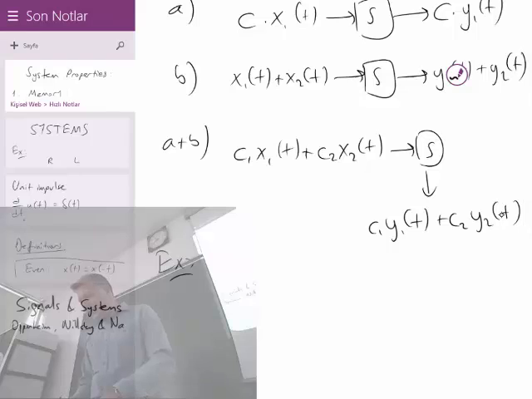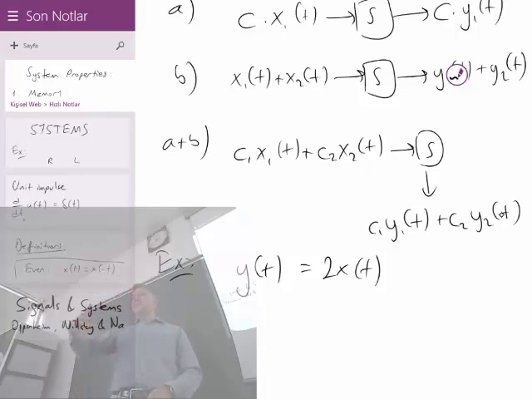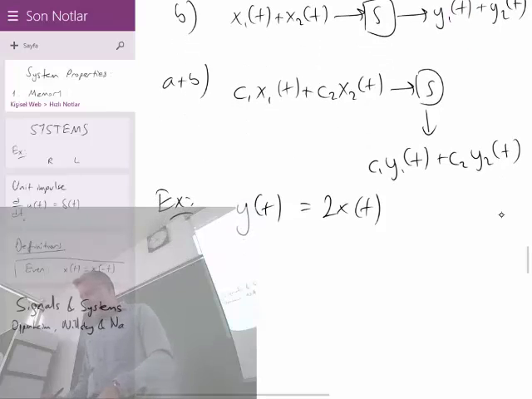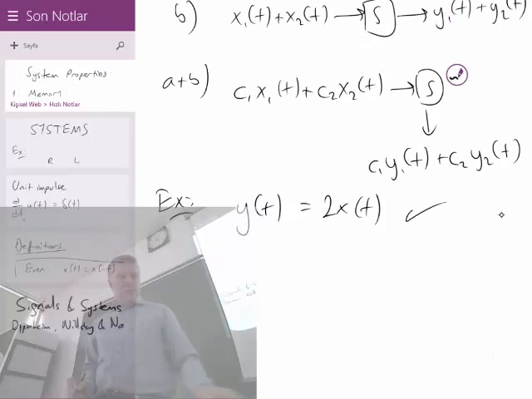A truly linear system: y of t is equal to 2x of t. If you scale the x by a, y will also be scaled by a. And if you have two separate signals and you combine them, because of the parentheses, both of them will be twice the input, and the summation will be twice the summation. So this is trivial. A very easy case.